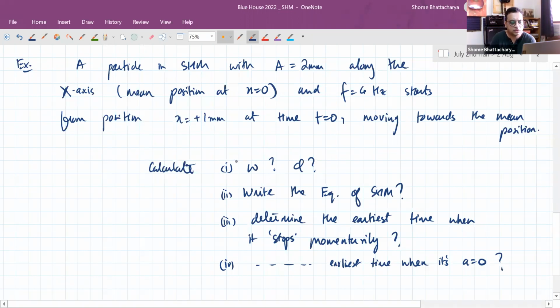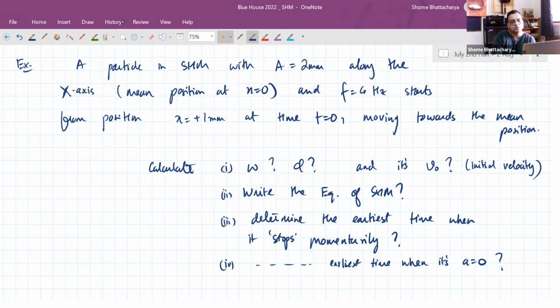We'll do one more thing here. We'll also determine its initial velocity. Initial position is given to us, it's plus 1 millimeter. But what was the initial velocity with which the body was moving in the SHM? That's part of the first section.